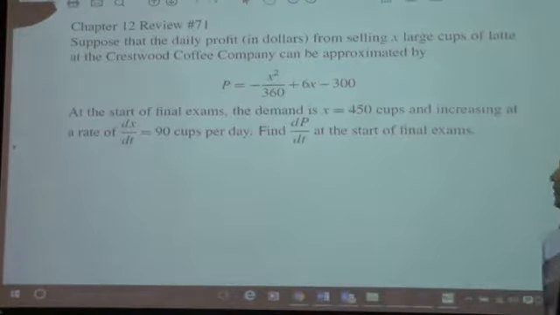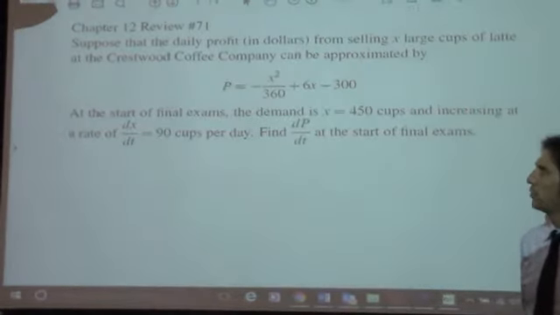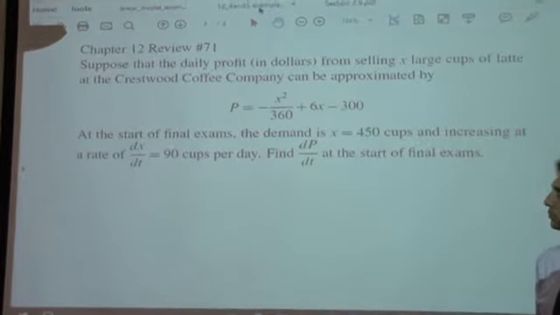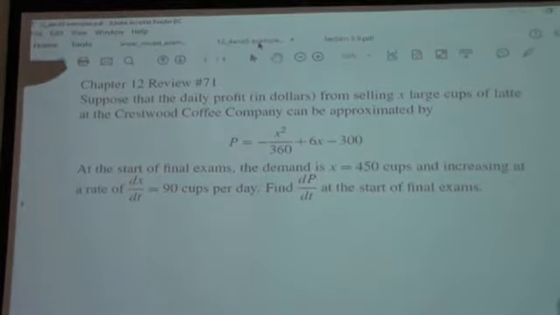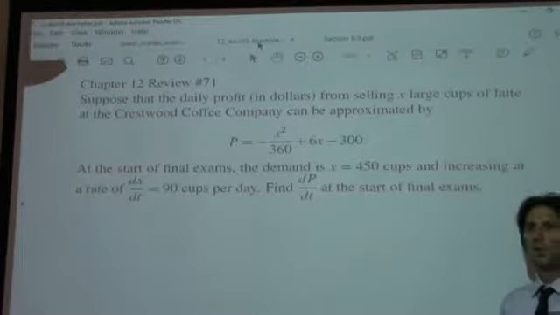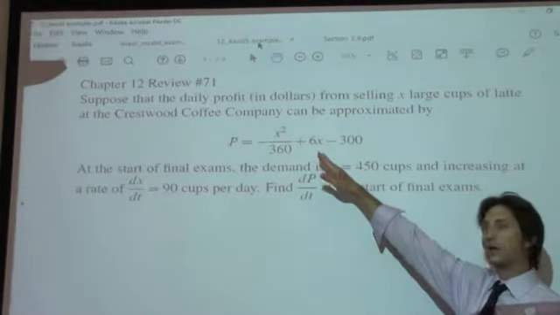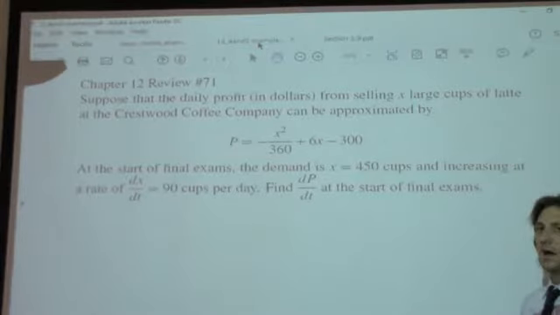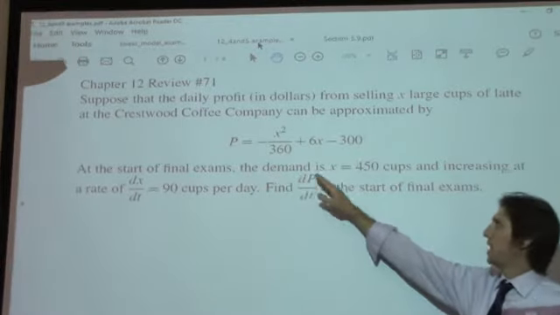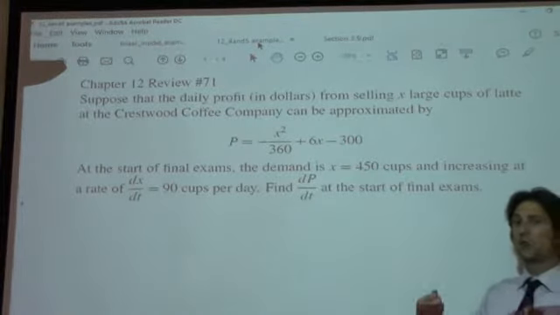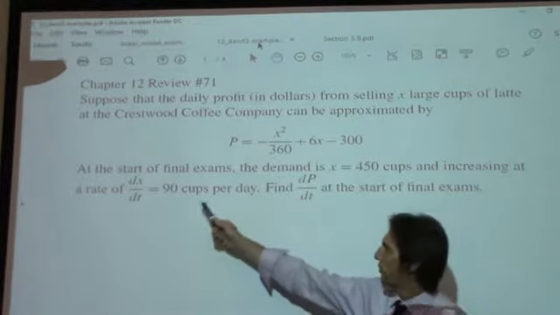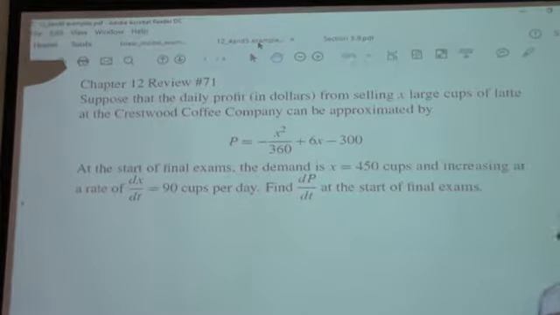The first example is a review problem from chapter 12, in particular number 71. Here we're given a profit, P, in units of dollars that we obtain from selling X cups of latte at a particular company. As you can see, the profit is a quadratic function of X. And then we're told that when final exams start, the demand, in other words, X, is exactly 450 cups of coffee, and it's increasing at a certain rate. In other words, the derivative of X with respect to time is 90 cups per day.